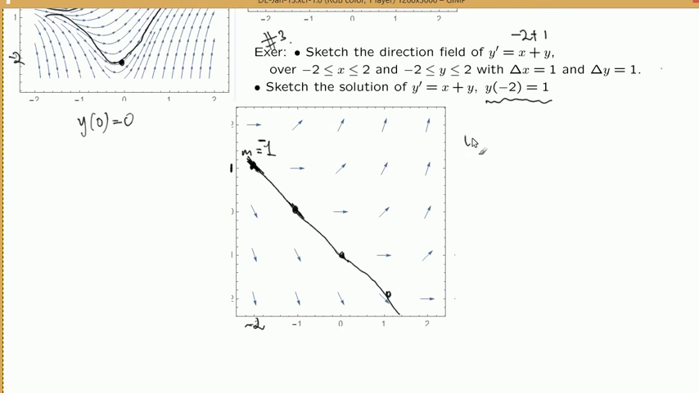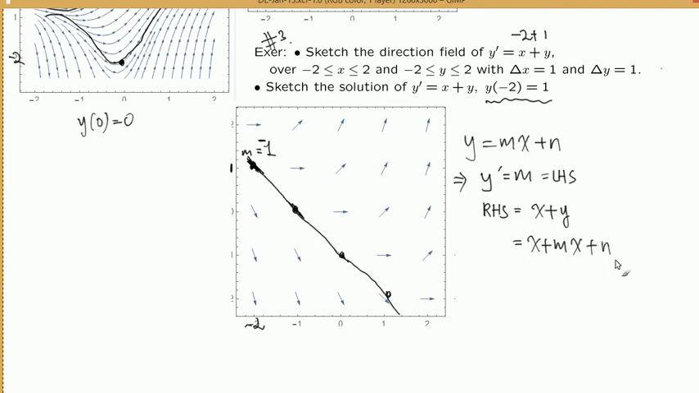Can I try this one? y equals mx plus n. Isn't that how all straight lines look? Is it possible this one satisfies this equation? Okay, let's try it, like exercise number 6 in the book. What do you do? You differentiate this one, right? That's m. That's the left-hand side, the left-hand side of the differential equation. What is the right-hand side? x plus y, right? So what is y here? mx plus n. Isn't that right?